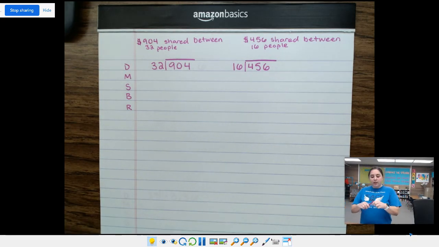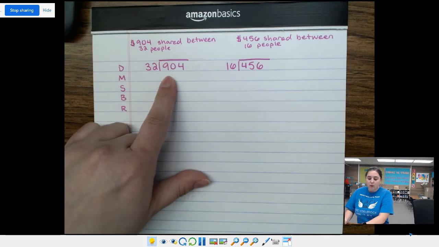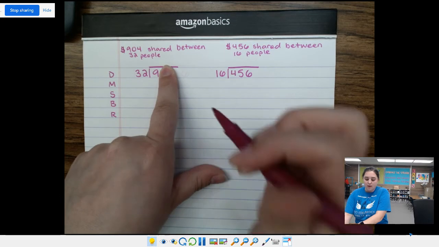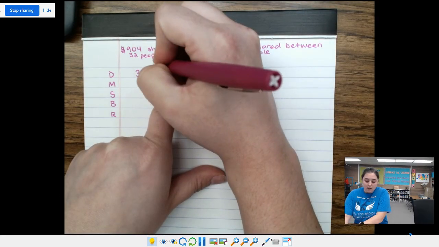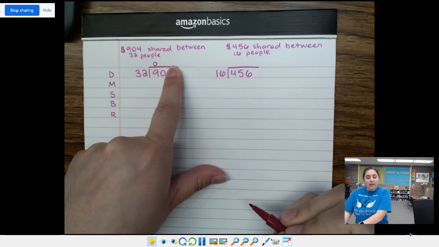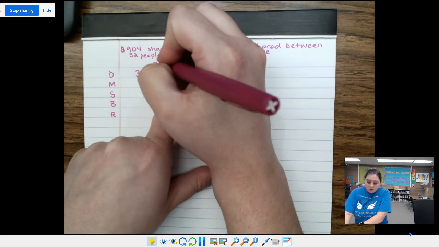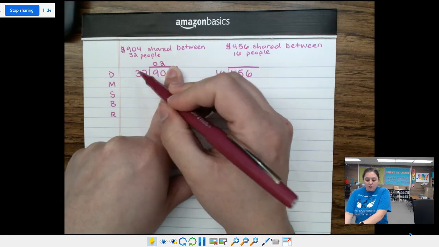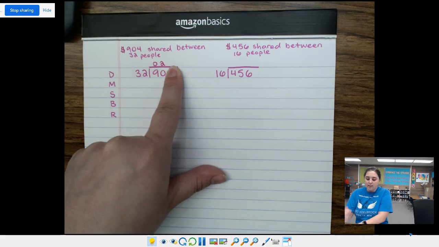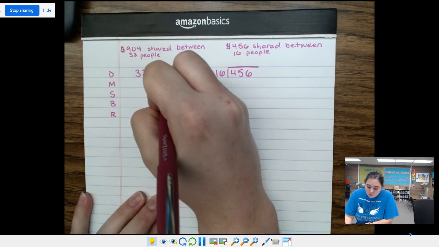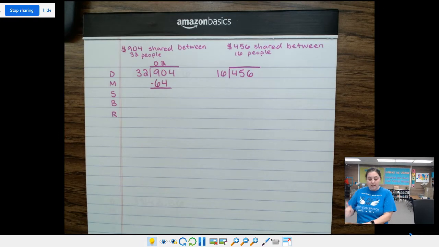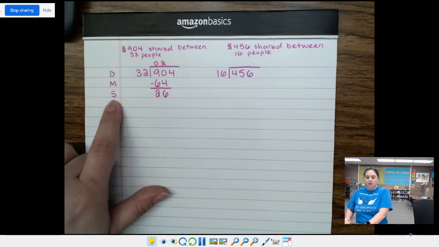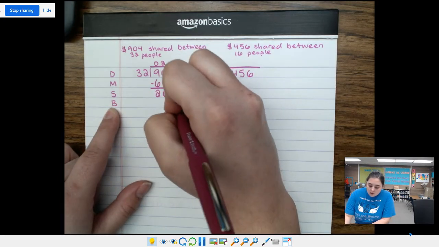So again, no need to write anything down. I'm going to solve this first problem kind of quickly, because we should be pretty good at this point, or getting better at it. So 32 can't go into 9. 32 can go into 90 though. It goes in twice. And I did the work earlier. Two groups of 32 would be 32, 64. So that's what I'm subtracting. And 90 minus 64 is 26. I'm going to bring down my next number and repeat.